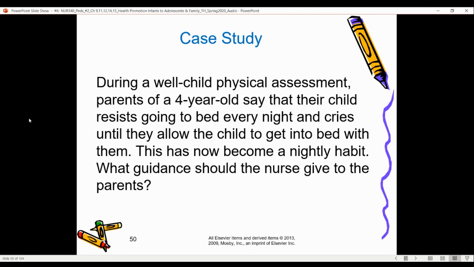Absolutely. Figure out, is it fear of the dark? Is it fear of being alone? Is it fear of monsters? That's a really common one, is the monsters. So we do things like monster spray, and I use this in the hospital.